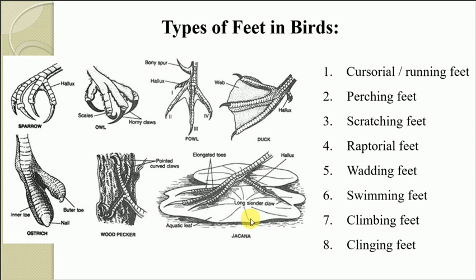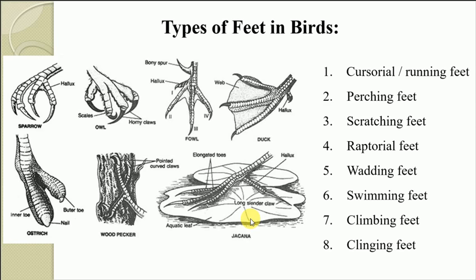The next one is wading feet. Wading feet is a characteristic of birds like the jacana, which live in marshy places, and in those marshy places these legs are useful for walking on the aquatic vegetation. Then swimming feet is a characteristic of birds which are aquatic in nature, and that swimming foot is useful for the purpose of swimming. Again they can be classified into two, the swimming and paddling type, and the swimming and diving kind of feet.